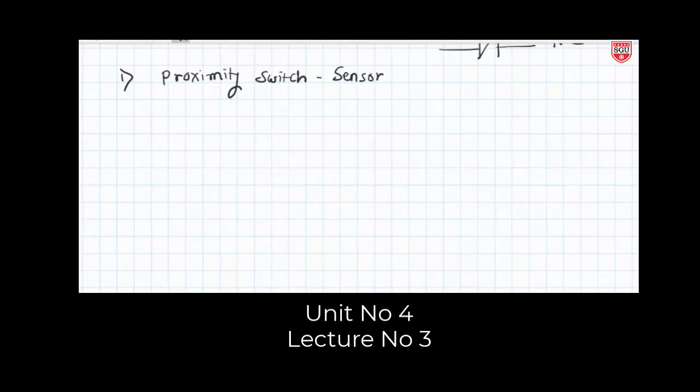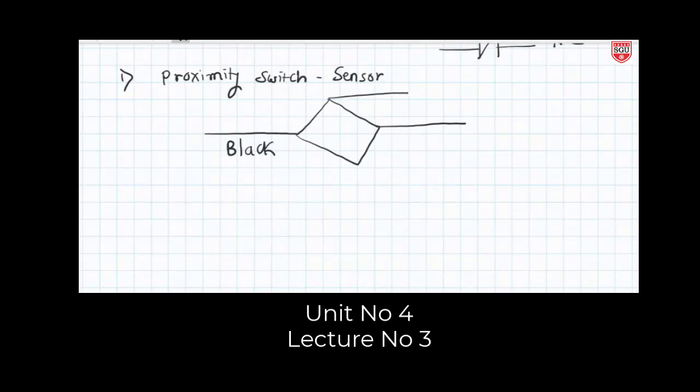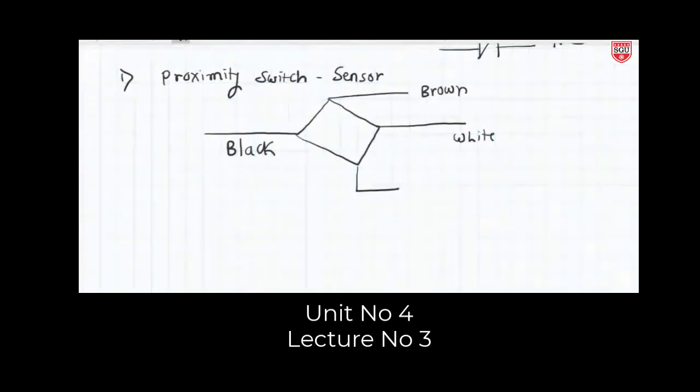In general, this is how the proximity sensor is shown symbolically. I will show. So here is the symbol. In this symbol, there is a color code by which the proximity sensors are shown. This is the black wire. This wire is brown. This wire is white, and this wire is blue.